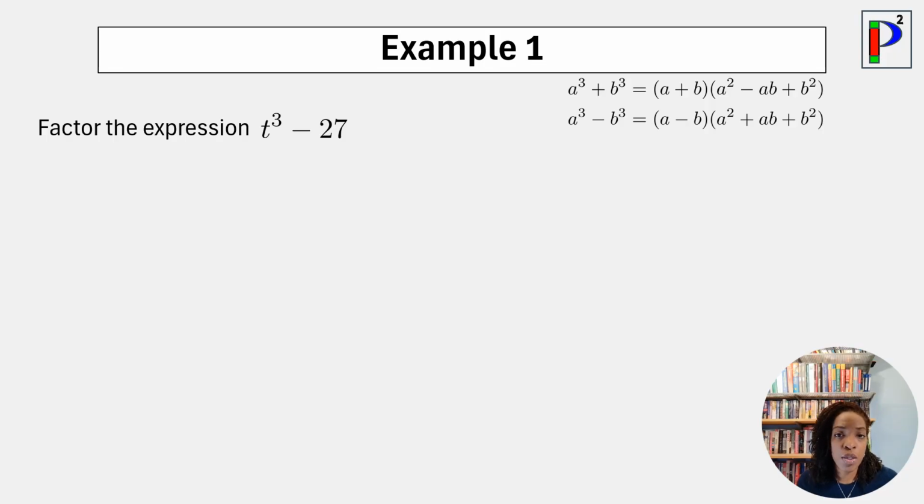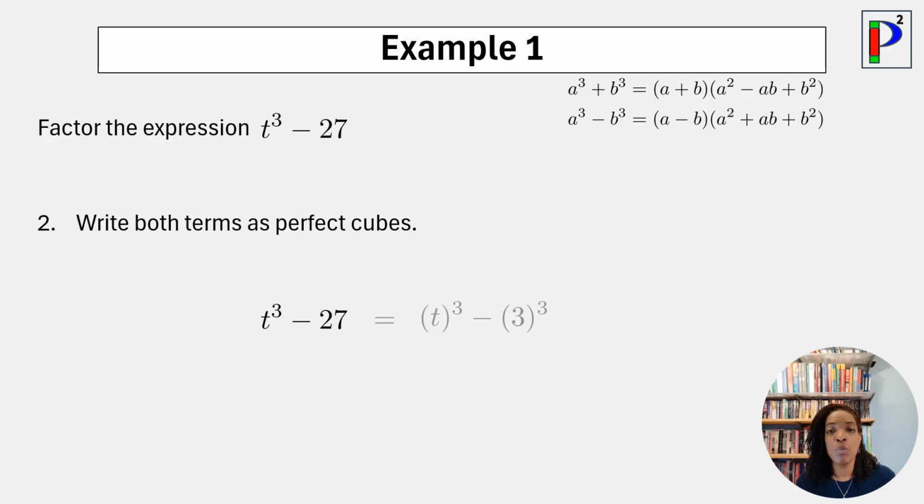Let's factor t to the third minus 27. As always, we check for our GCF, which we don't have. I'm going to quickly check my requirements. This is a binomial because it has 2 terms, and it's a difference. Can it be written as 2 cubes? 27 is 3 to the third. So we're going to rewrite everything as a perfect cube. We did this as part of our requirement step.